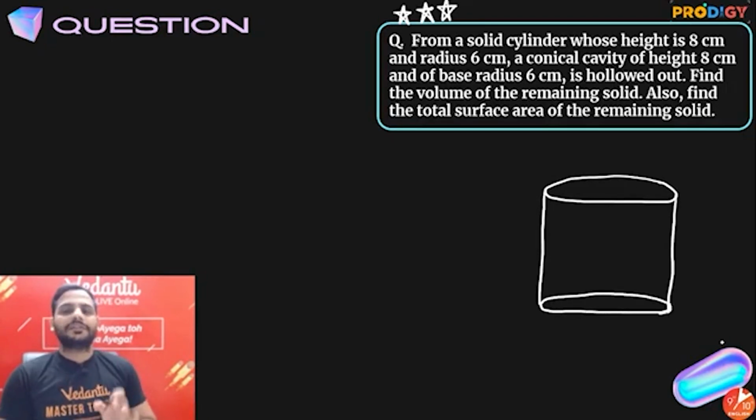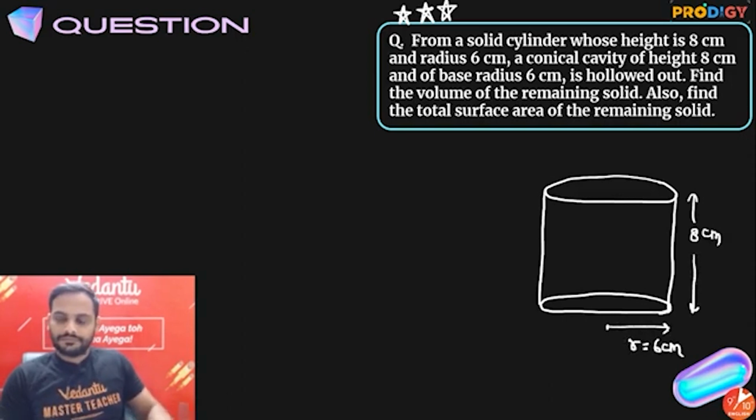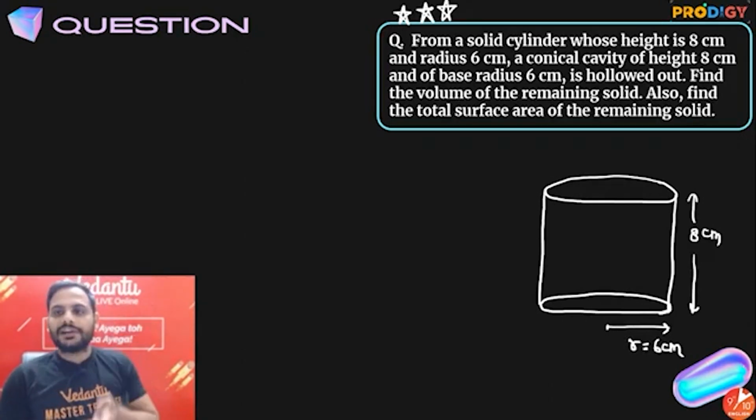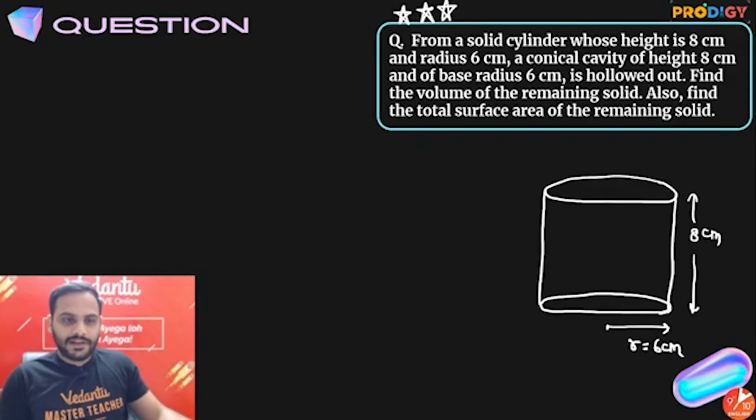All right, this is a cylinder. Its height is given 8 centimeter and its radius is given 6 centimeter. Okay, now what they are saying: a conical cavity of height 8 and radius 6 centimeter has been cut out.